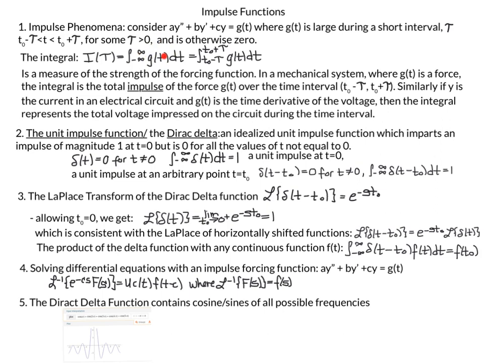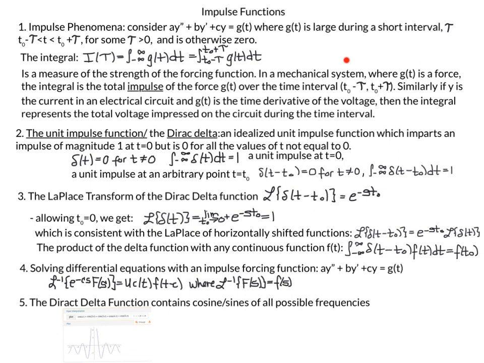And remember, since g of t is equal to 0 everywhere outside of our short interval defined by tau, this integral simplifies to the integral from t naught minus tau to t naught plus tau of g of t dt. Everywhere else outside this interval, it's equal to 0. And this integral here is a measure of strength of the forcing function.